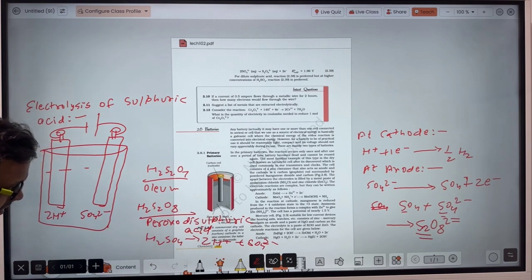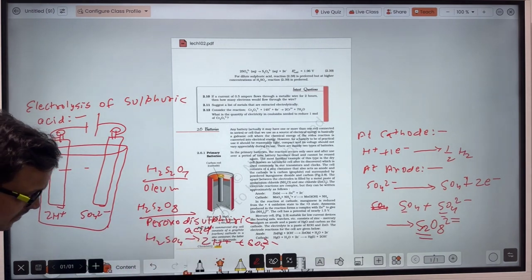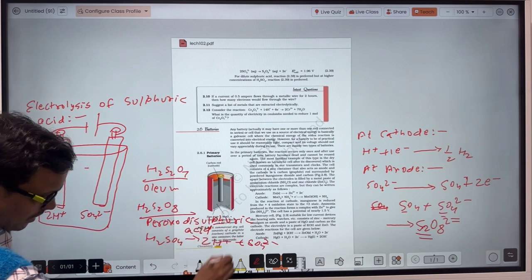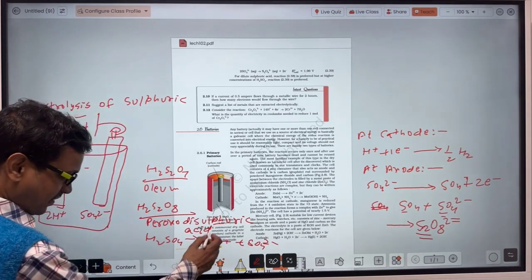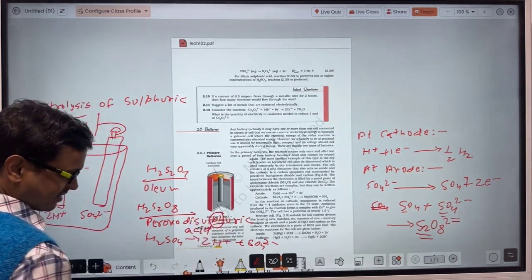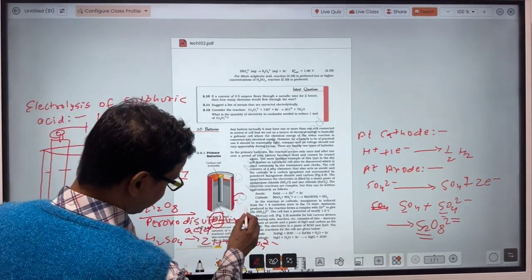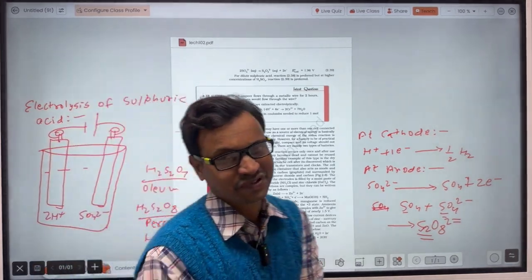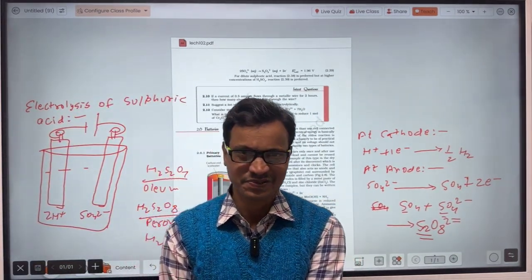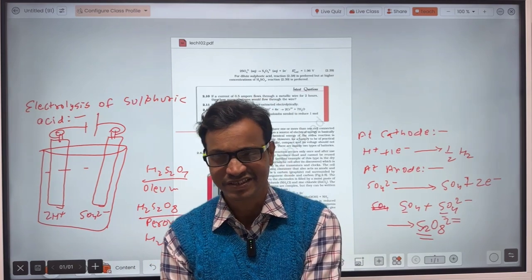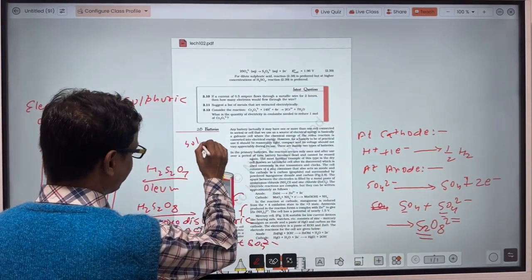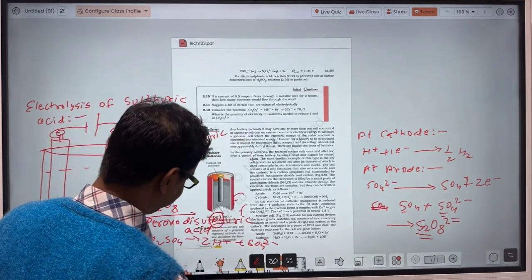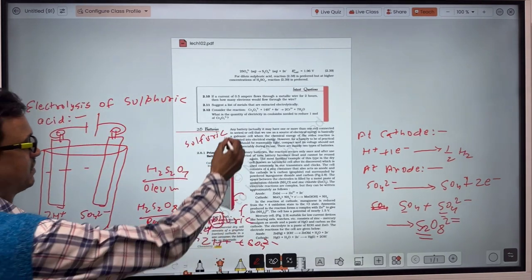Peroxodisulfuric acid. In India and in the UK, the spelling of sulfuric acid is SULPHURIC, and in the US, in place of PH, it is F. So when you read chemistry books published in the US, you will find sulfuric acid written as SULFURIC. Okay, sulfuric acid will be like that.